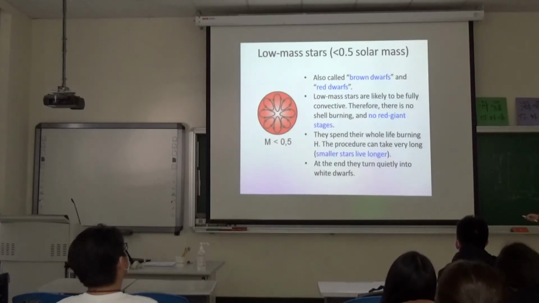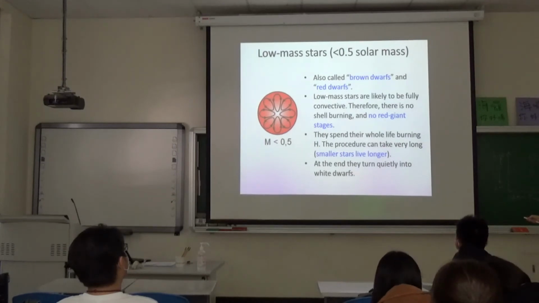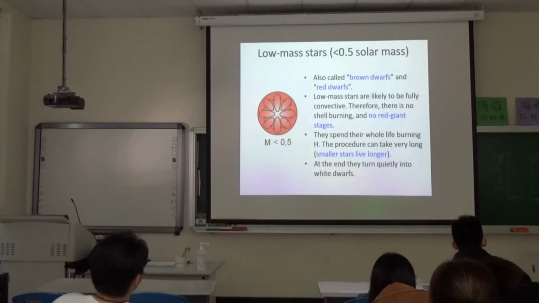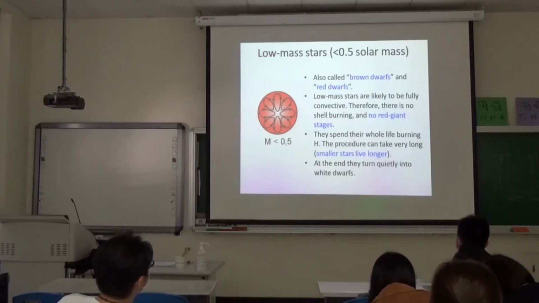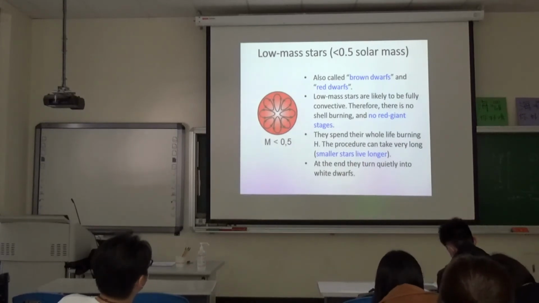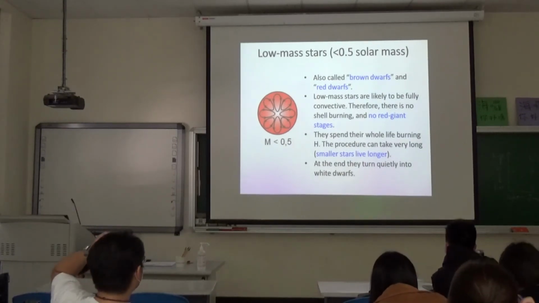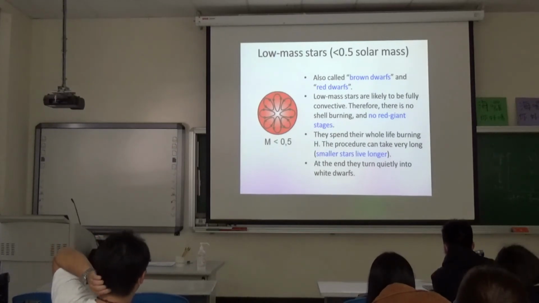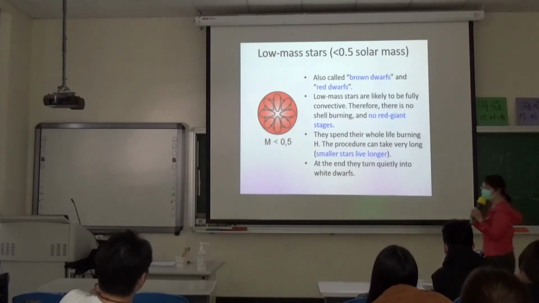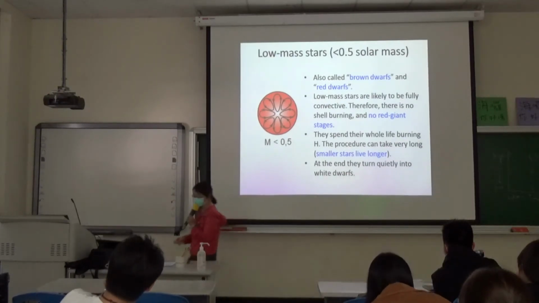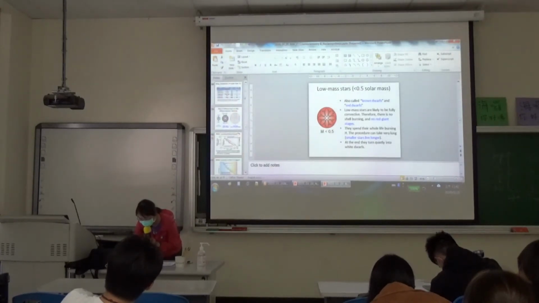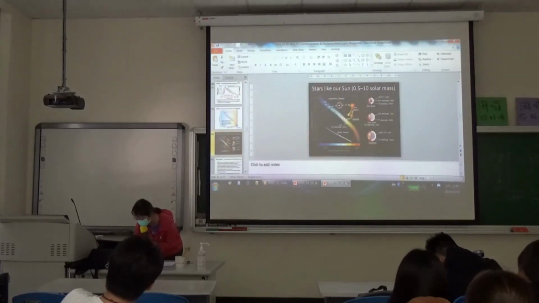So these kinds of stars spend their whole life burning hydrogen. The procedure can take very long. Therefore, there is an interesting observation: smaller stars live longer. And at the end, they will turn quietly into white dwarfs. So this is the fate of a small star. It's very simple. And now we go to the fate of a sun-like star.